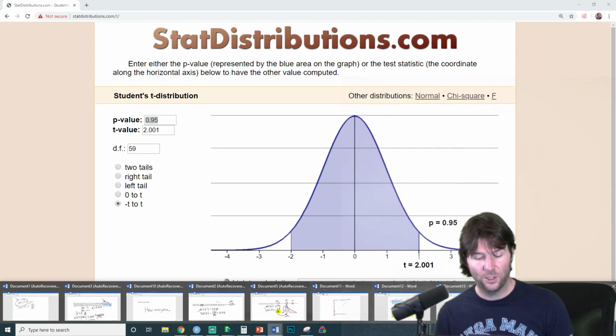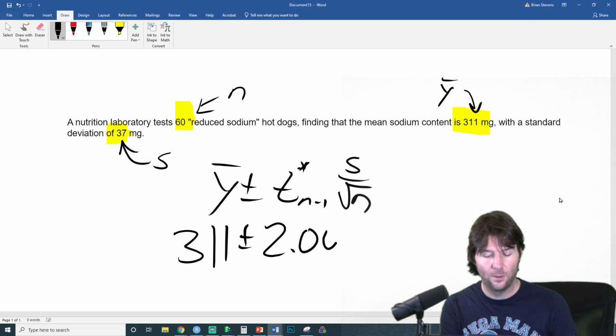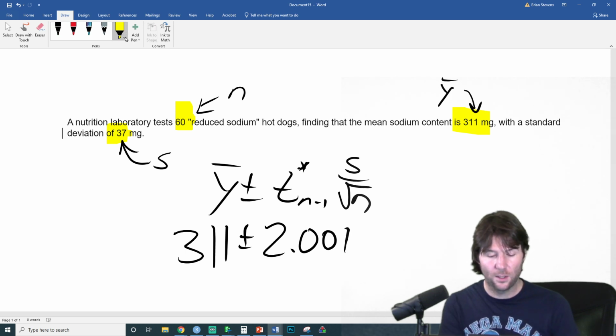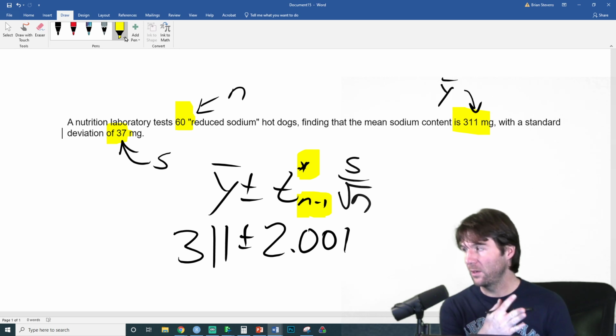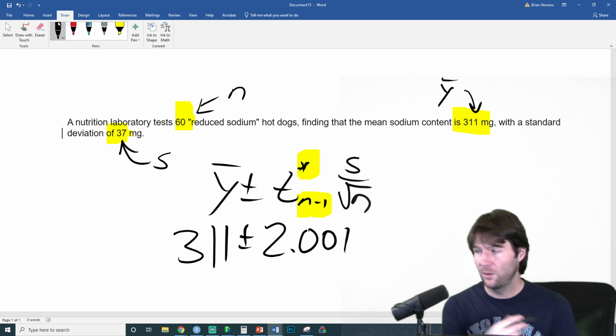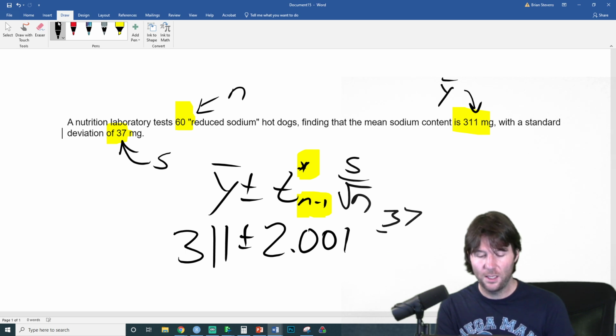And we go back to our worksheet where we're working the problem. So this is 2.001. Now notice you do not include the star or the n minus 1. The star means you get to pick it, and the n minus 1 is the degrees of freedom, which you use to find the right value on the t-applet. So you have to go to the t-applet to get that number. Now the S is going to be 37, and the n is going to be right here.